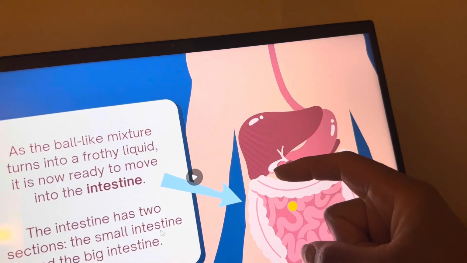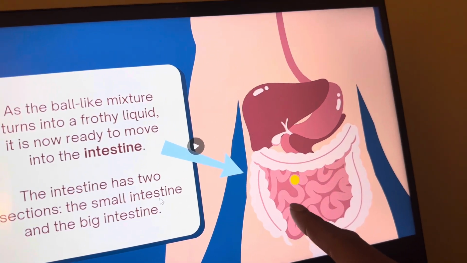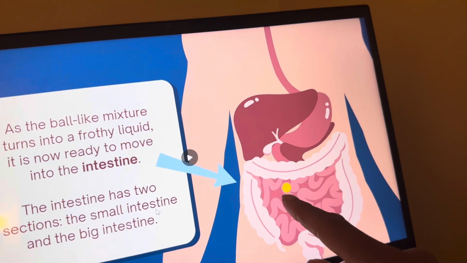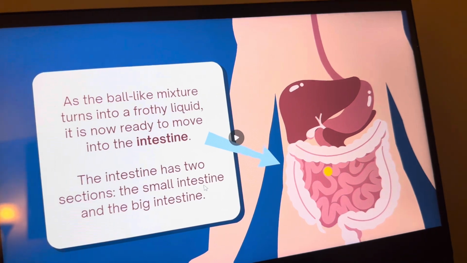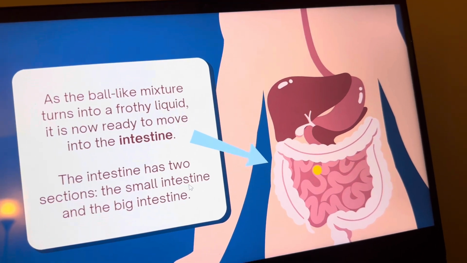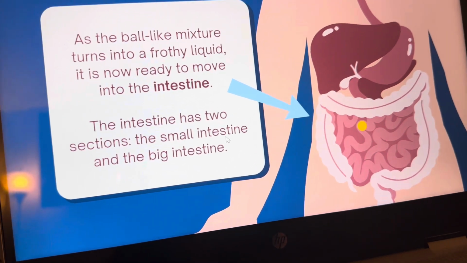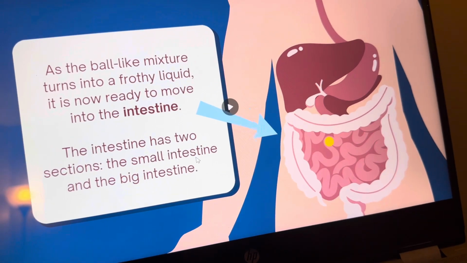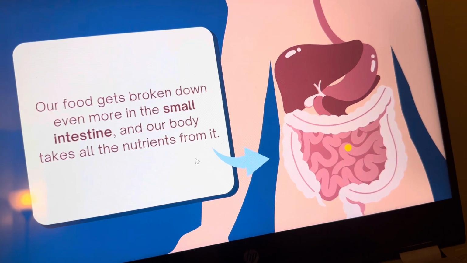Once it gets out of the stomach, it enters what we call the intestines. But first, it enters the small intestines, as you can see here. The small intestines then take it and absorb the nutrients from the food. So let's see what's happening here. It absorbs the nutrients from the food.